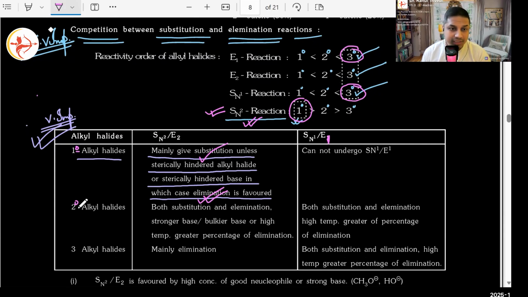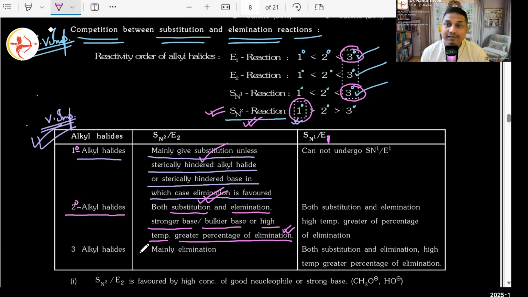Now we go to the 2 degree alkyl halide. Yes, in the middle. For 2 degree alkyl halides, both chances are there, both substitution as well as elimination, provided we have a stronger base or a bulkier base or a high temperature, a greater percentage of elimination will happen. That means we'll have substitution product also, elimination product also. With a stronger base, bulkier base, or high temperature, the major product will be an elimination product. Is this clear?